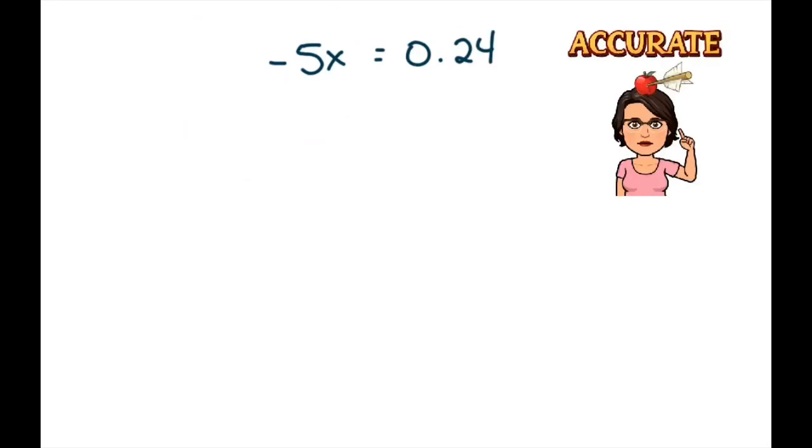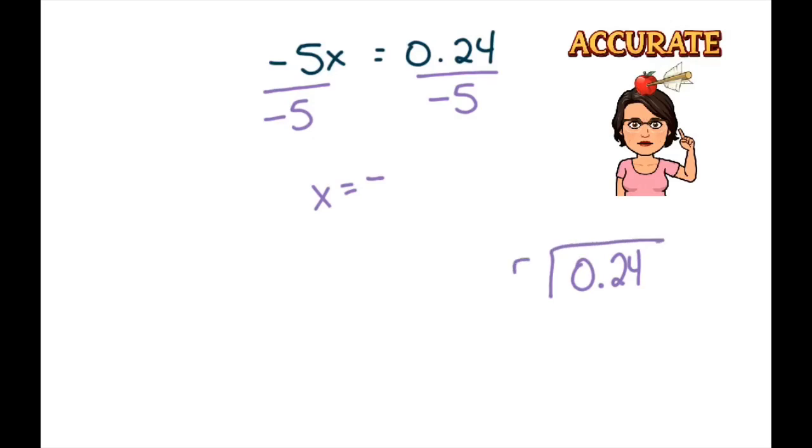All right, same kind of thing, except this time we can actually divide. So we can go ahead and pause the video and give it a try. Okay, so we're going to divide by a negative number on both sides. We're going to end up with x, and we're going to end up with a negative answer because a positive divided by a negative is a negative. So we have 24 hundredths divided by 5.